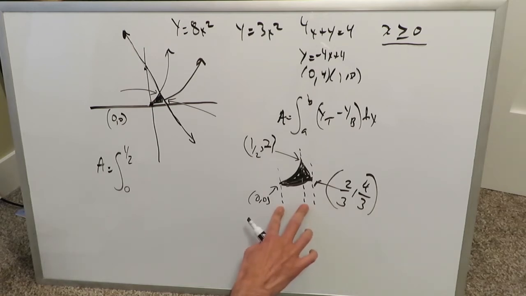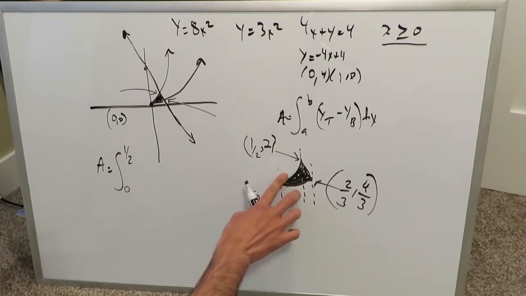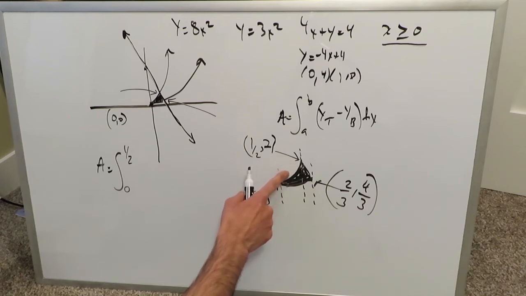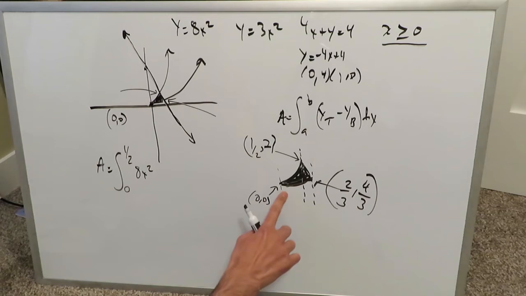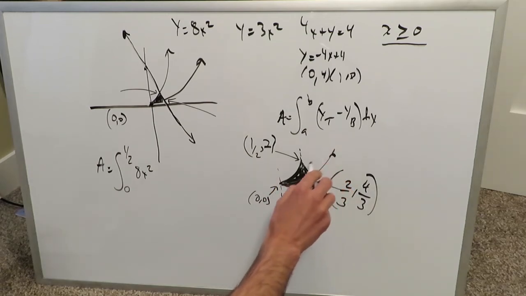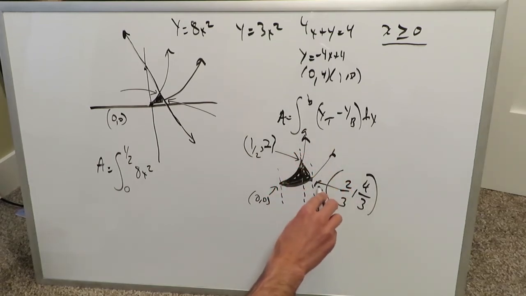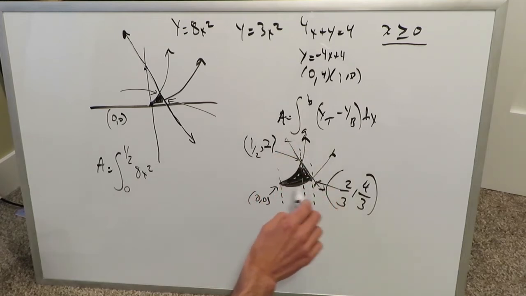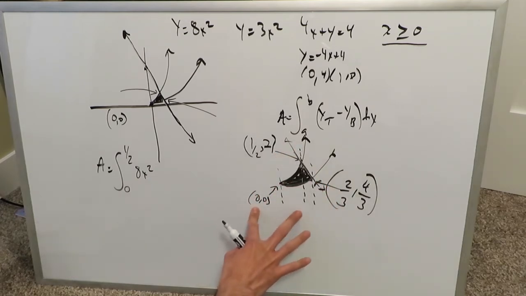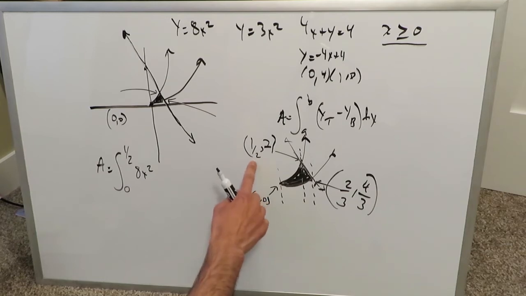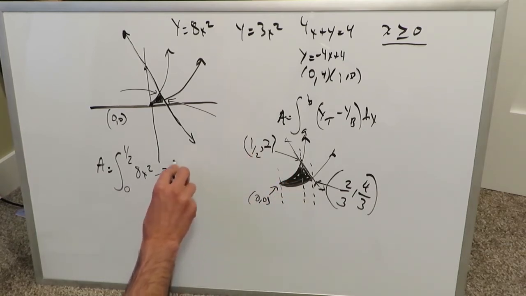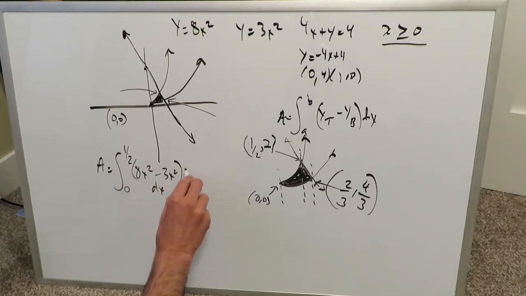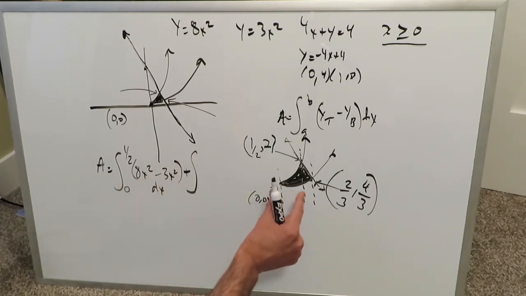From 0 to 1 over 2, we have a top curve and a bottom curve. What's the top curve over here? The top curve is this 8x squared. What's the bottom curve? Here's my top curve, and here's a linear line going this way. So between the interval 0 to 1 over 2, we have 8x squared minus 3x squared. The lower curve is 3x squared, and this is in terms of dx. Then we have to do this plus because we have two sets of integrals. They have to add up.